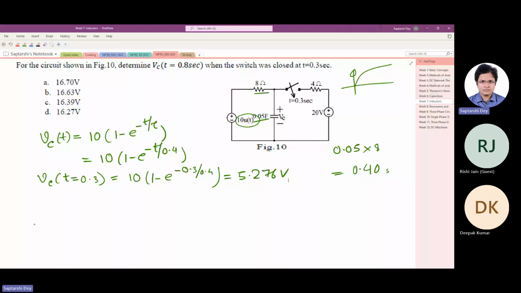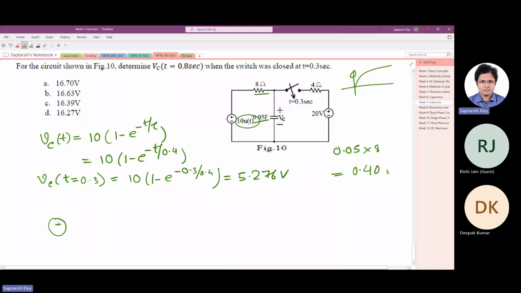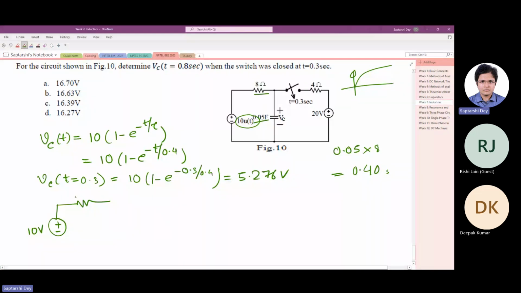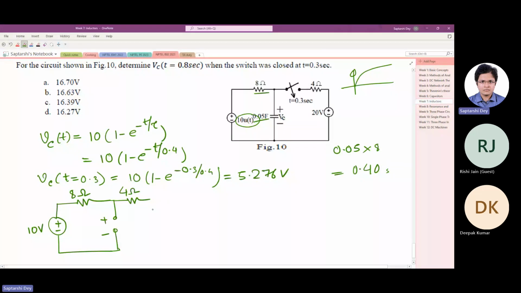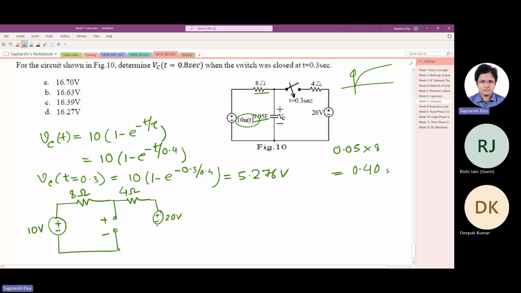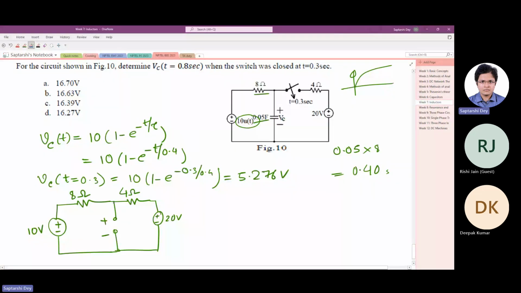So how does the final circuit look like? As soon as the switch is closed, the time constant of the circuit changes and it goes into another dynamics. The nature of the dynamics is the same, it's exponential, but the time constant changes. So in steady state it will look like this: a 4 ohm and a 20 volt source. We have to find out the capacitor voltage in this condition. I write it V.